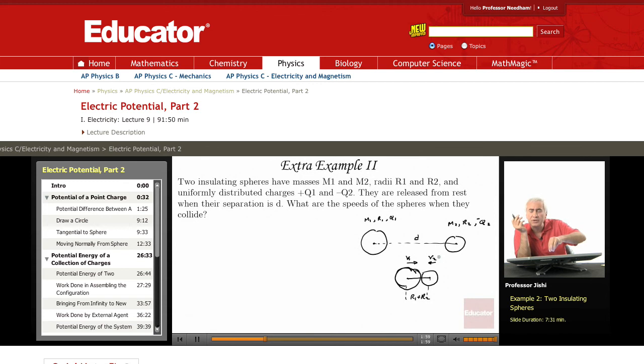And there's a force acting on the left sphere. The force of attraction is to the right. It's attracted by the second sphere, and so it moves to the right with acceleration. So they move with acceleration, and then they collide. So the question is, when they collide, what is the speed? What are the speeds? What is v1 and v2?